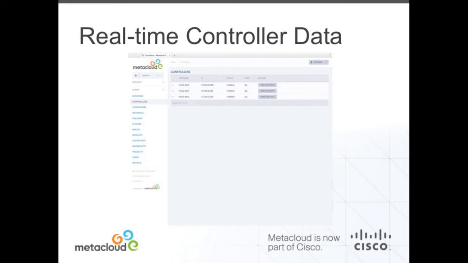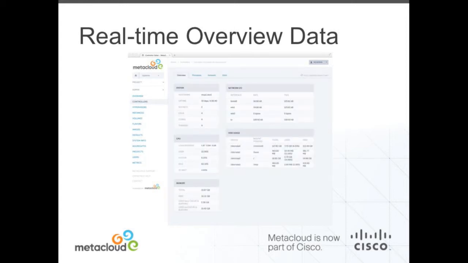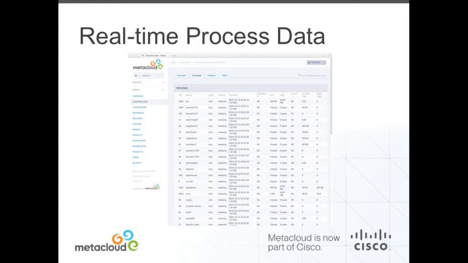Here's a controllers panel. The controllers panel actually allows you to see all of the controllers that are currently in your network. The way that you actually activate live stats is by clicking on the View Live Stats button to the right of the controller that you're interested in. So again, here's the overview data, which you pop straight into once you click the button.